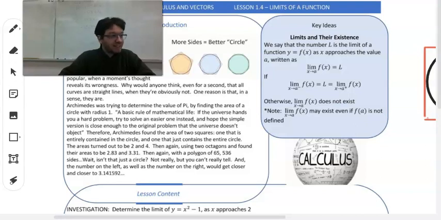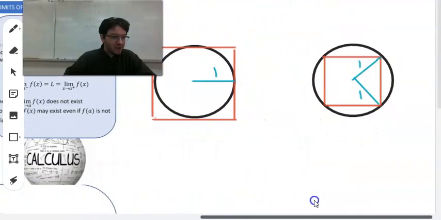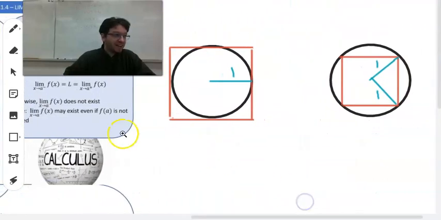Okay, so today's lesson is we're going to be looking a little bit deeper into limits and where they will or will not exist. To do that, we're going to start by analyzing pi. Where does pi come from? Or how would we calculate pi?